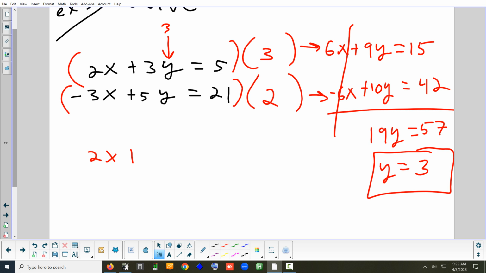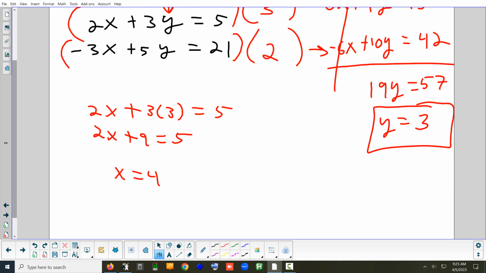So we get 2x plus 3 times 3 equals 5. Notice I'm not using the one that I made bigger by multiplying by 3. I don't have to use that one. I can go back to the original one. So 2x plus 9 equals 5. And when you solve it, you'll get x equals negative 2. Yes, thank you. 2 times negative 2 is negative 4. Negative 4 plus 9 does give you 5.